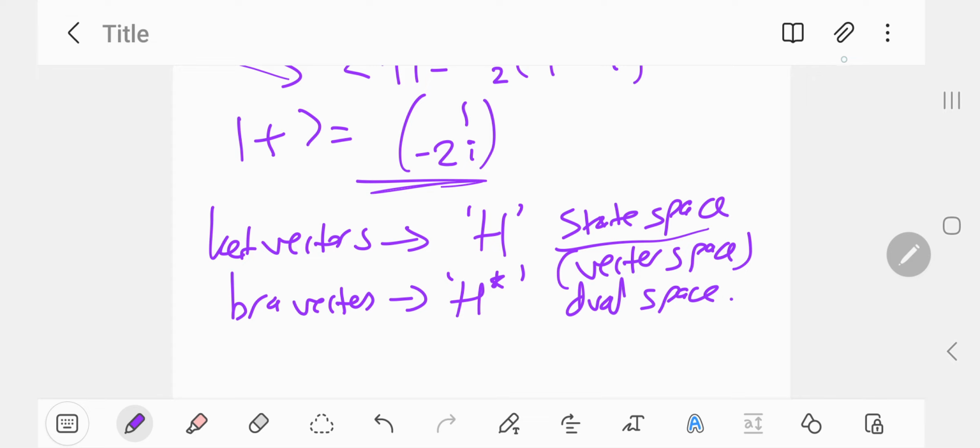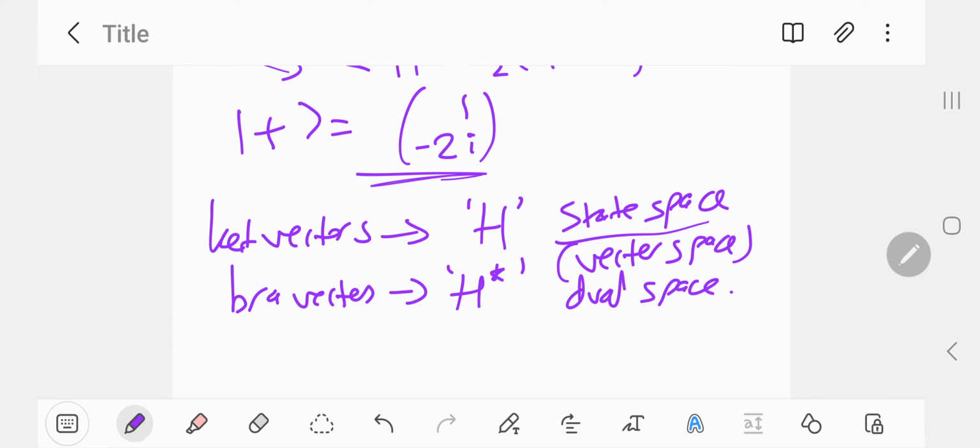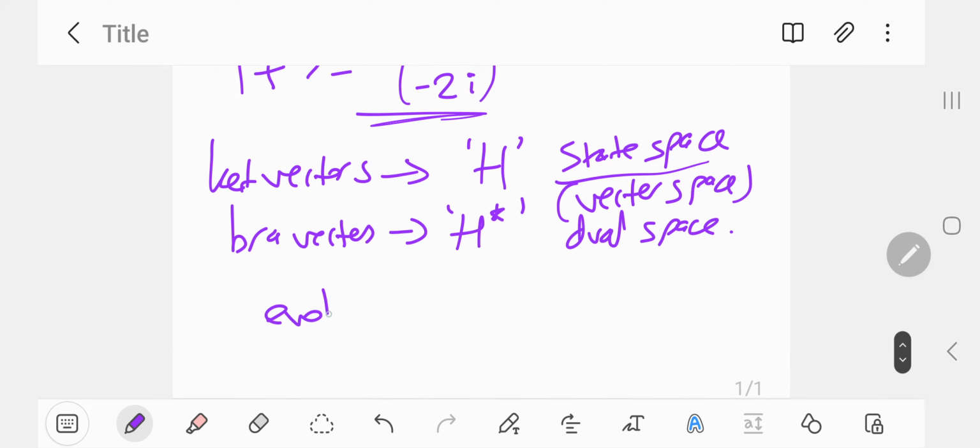So let's now go a step further and talk about how we can describe a quantum system that's evolving, in other words, changing with time. The word evolve means change with time, because things change over time.